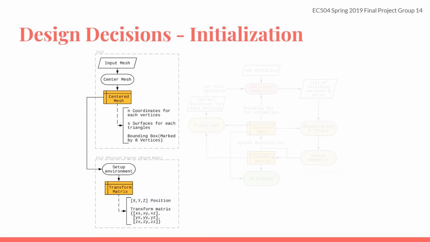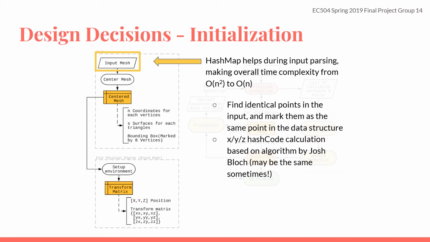To initialize our system, we want to center the figure towards the environment. After this we set up the environment for our physics engine by creating 3x3 transform matrices which will be used later to project each vertex to their actual locations frame by frame. To initialize the input mesh, we used a hashmap to help with input parsing, making the overall time complexity go from big O n squared to big O n. We implement this by finding identical points in the input and marking them as the same point in the data structure.